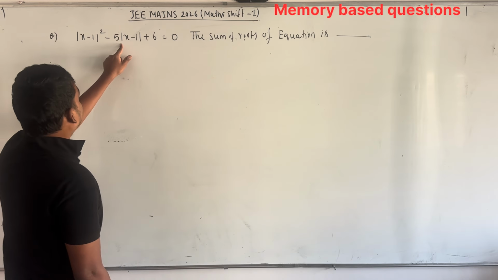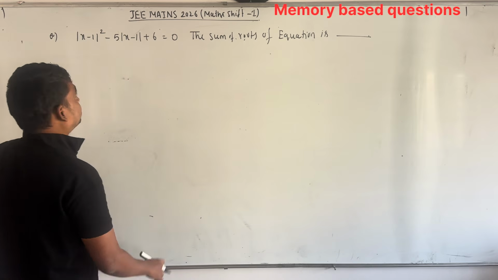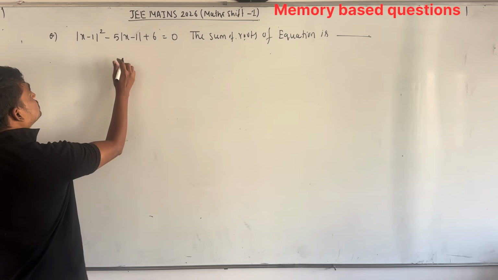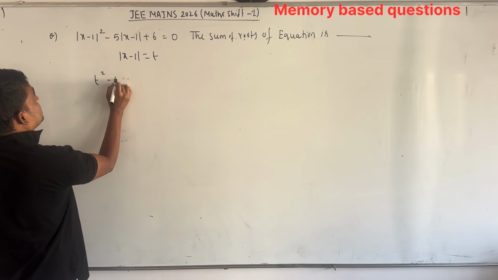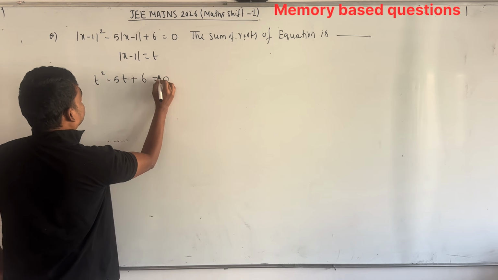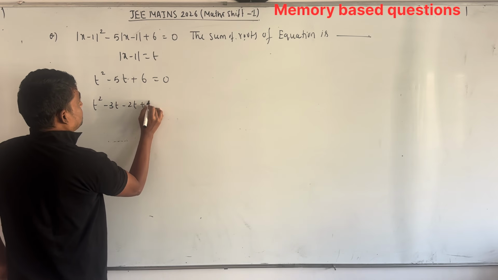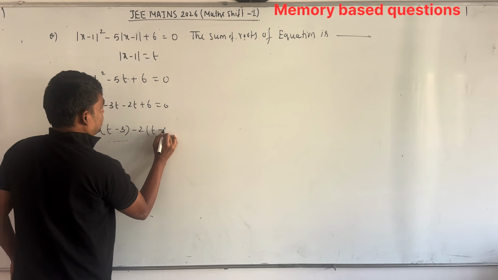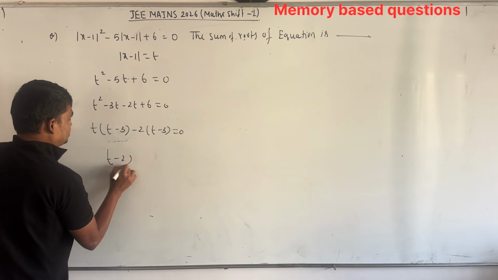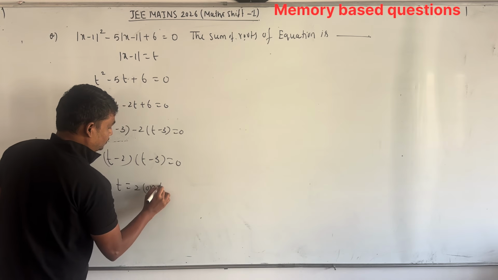Modulus of x minus 1 whole square minus 5 into modulus of x minus 1 plus 6 equals 0. Find the sum of the roots of this equation. We will find out all roots of this equation. Let us assume modulus of x minus 1 is t. Then we get t square minus 5t plus 6 equal to 0. Find out the roots. So 3 times 2 is 6, 3 plus 2 is 5. So minus 3t minus 2t plus 6 equal to 0. So t into t minus 3 minus 2 into t minus 3 equal to 0. So t minus 2 into t minus 3 equal to 0. We got t equal to 2 or t equal to 3.